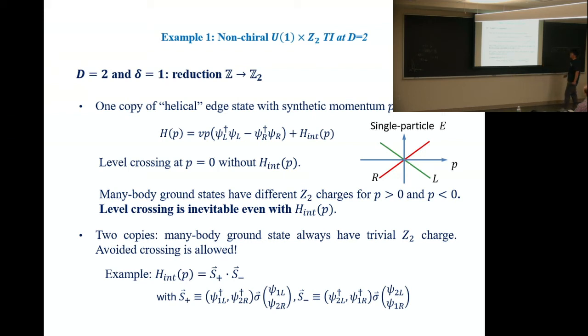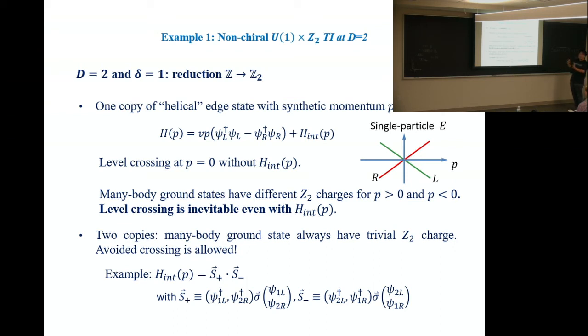However, suppose I double the system, I take two copies of the system. Then this side will have 2 left particles, and this side will have 2 right particles, and these two sides will have the same Z2 charge. So the level crossing can be avoided. Indeed, it's the case. We can just design the Hamiltonian like this.